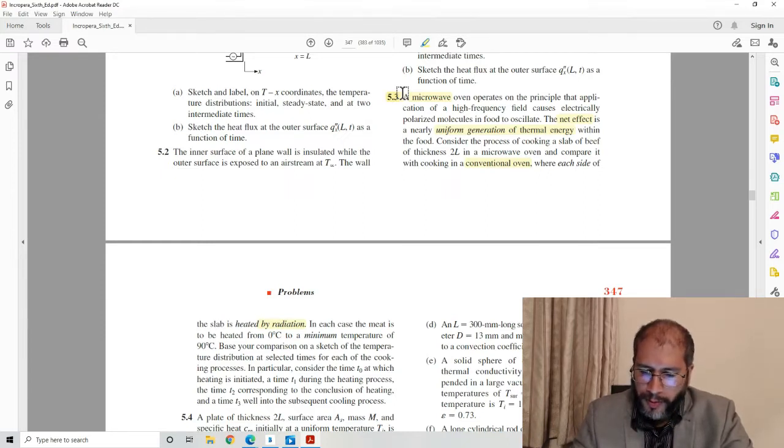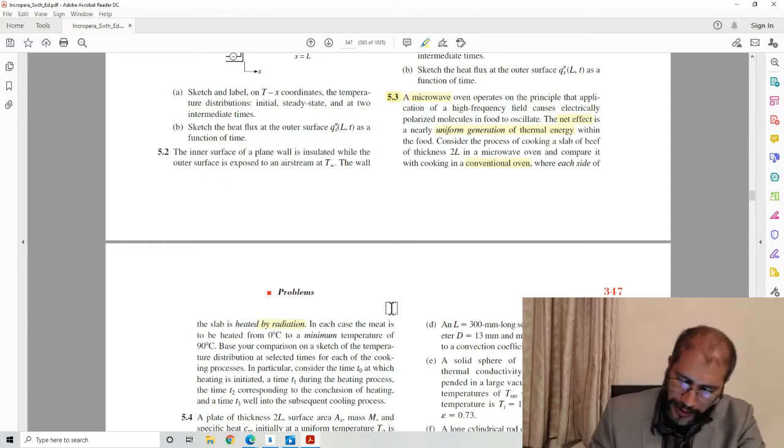Whereas, as opposed to the microwaves, you have conventional ovens which heat the body from the outside through convection, and then the heat has to transfer to the inside using conduction. Okay, so in this example you have a slab of meat that is being heated. The slab thickness in this case is given as twice L, and in each case the meat is to be heated from 0 degrees centigrade to 90 degrees centigrade.